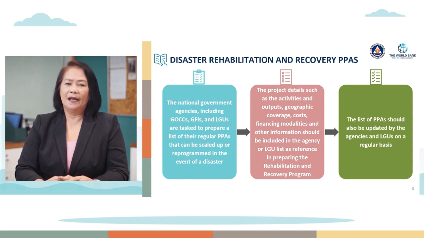Second step is that this project should contain details as to the activities and outputs it intends to have, geographic coverage, the costing, the financing modalities, and other information that should be necessary to be included in the agency or LGU's list of reference in preparing the rehabilitation and recovery program. And then, this list of PPAs should be able to provide guidance to the LGUs, but should be updated by the agencies and the local government units on a regular basis.